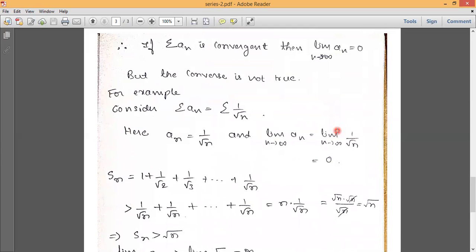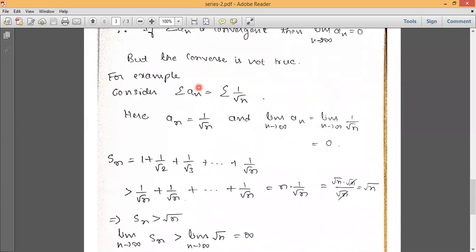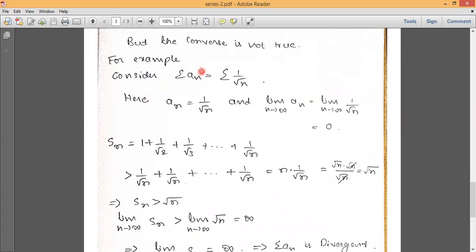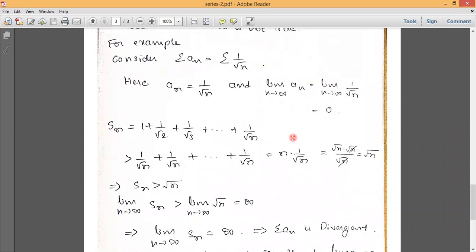Okay, let us see the converse part. The converse is not true. For example, consider the series sigma an, which is equal to sigma 1 by root n. Here the nth term an is 1 by root n, and the limit of the nth term will be 0. See here, limit n tends to infinity an is equal to limit n tends to infinity 1 over root n. If we apply the limit to this term as n goes to infinity, this goes to 0.